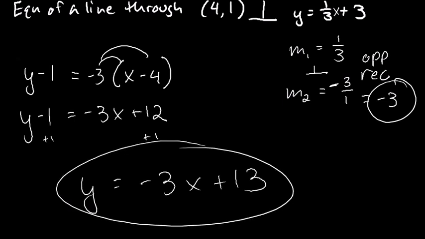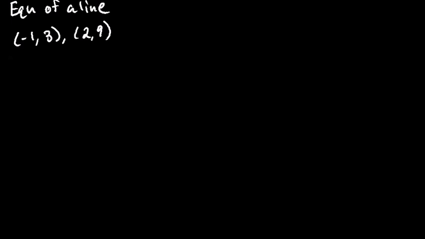Here's your final answer. Well, what if I only give you 2 points? Well, if you have 2 points, you should be able to find the slope. So let's go ahead and do that.